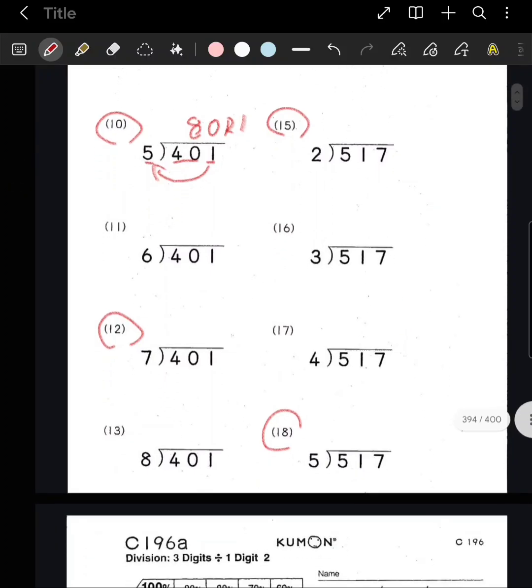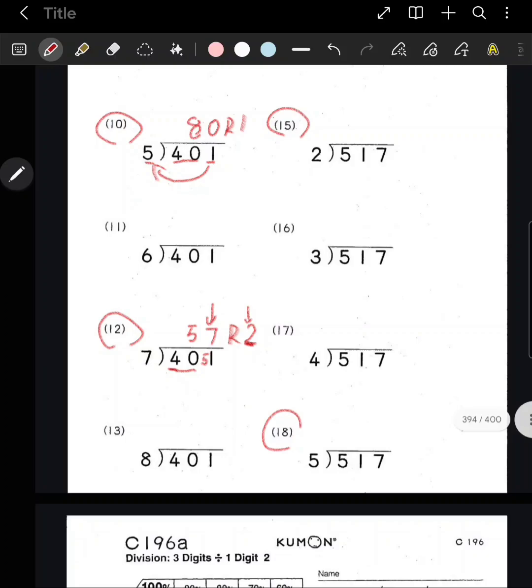Same thing applies to 401 divided by 7. 4 is too small, so 40 divided by 7, that's going to be 5. And then my remainder is going to be 5 over here again. So 51 divided by 7, use your mental calculation over here, and can you get the quotient and also the remainder over here as well, please? All right, so then this will be 7, because 7 times 7 is 49, and 51 minus 49 will be 2. So my remainder will be 2.